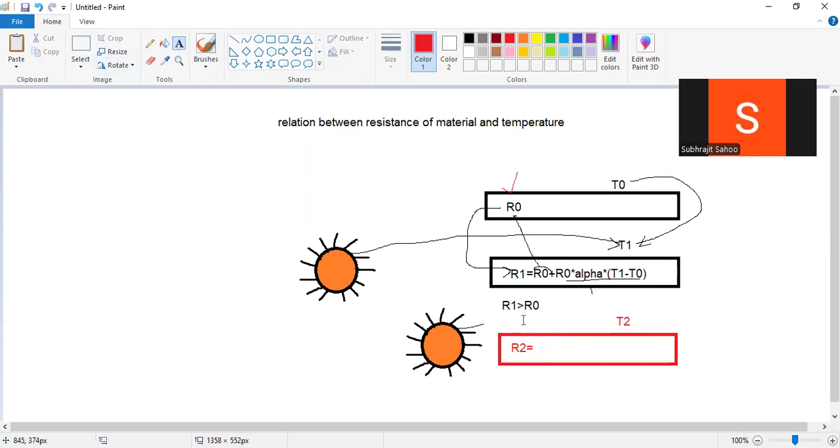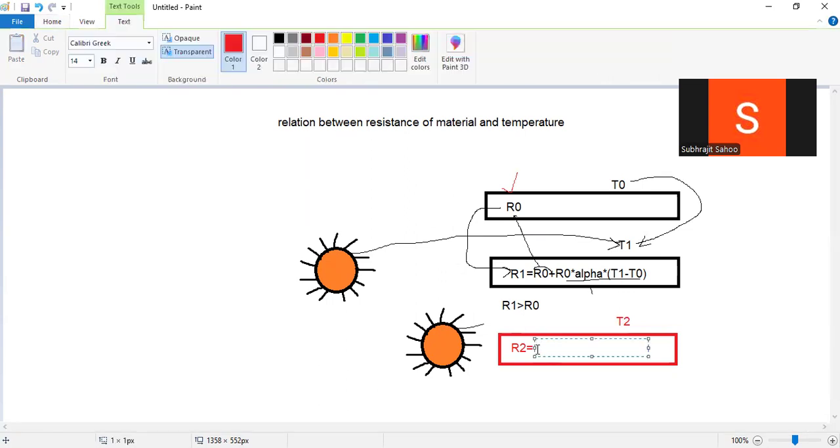Observe here. I can write the same equation. R naught plus R naught into, again alpha comes, alpha temperature coefficient, into the temperature difference. What is the temperature difference here? T2 minus T naught, right?